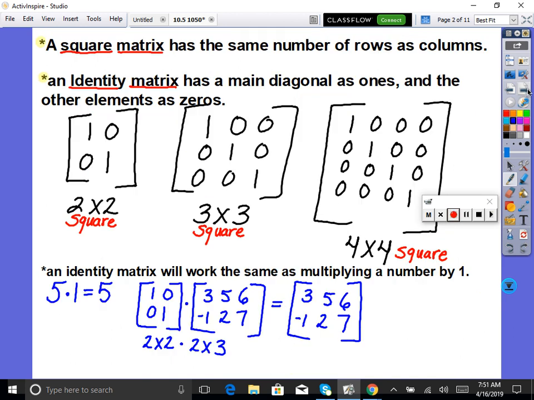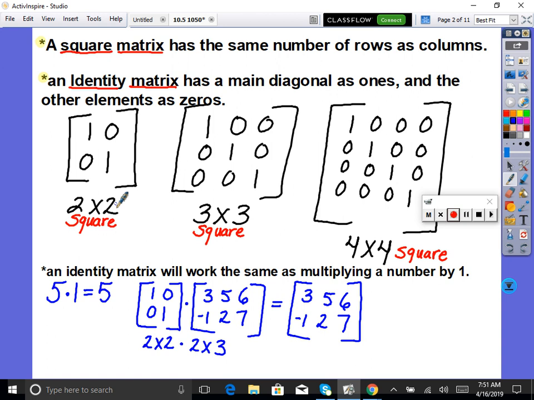Now, a couple things to note for this lesson is what a square matrix is. A square matrix will have the same number of rows as columns. These are all examples of square matrices right here. Here is a 2 by 2 matrix, 2 rows, 2 columns. Here's a 3 by 3 matrix, 3 rows, 3 columns, a 4 by 4 matrix, 4 rows, 4 columns. These are considered square matrices.